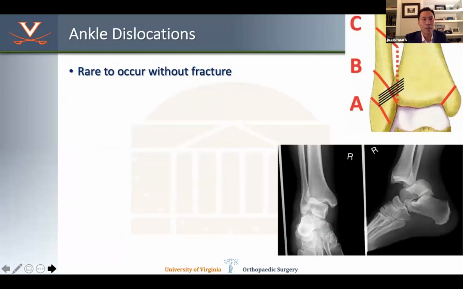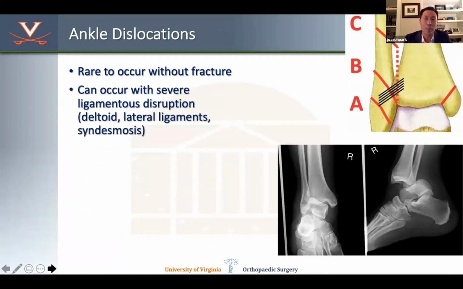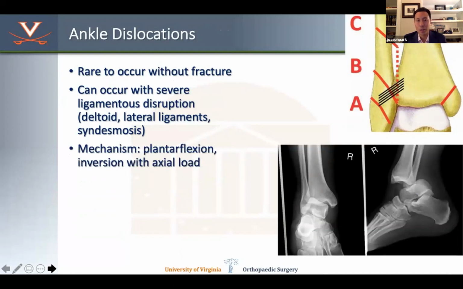So starting with ankle dislocations, remember that these are very rare to occur without fracture. However, they can occur, but it involves severe ligamentous disruption. And often it requires dislocations that will disrupt the deltoid, the lateral ligaments, the ATFL, CFL, and PTFL, as well as the syndesmosis. So these are pretty horrendous injuries.